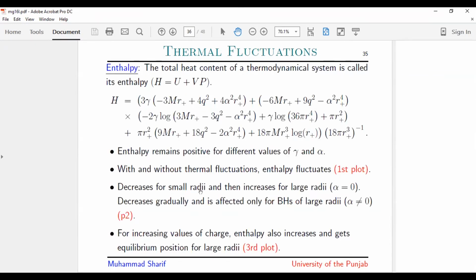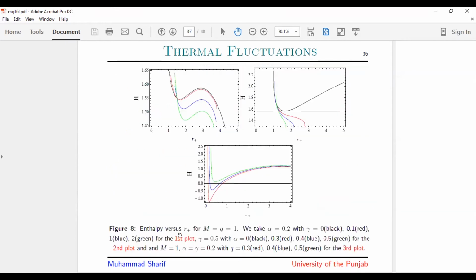It gives fluctuations. It decreases for small radii and then increases for large radii when there's no coupling parameter, but it decreases gradually and is affected only for black holes of large radii when alpha is non-zero. For increasing values of charge, enthalpy also increases and gets equilibrium position for large radii. This is given in the third graph.